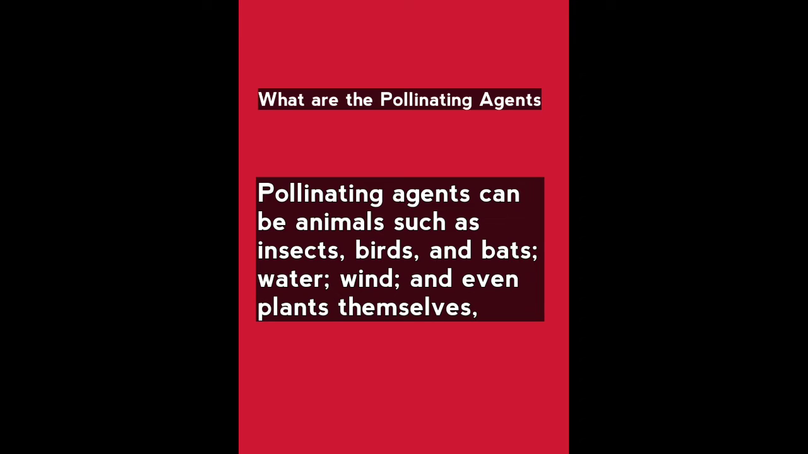Now you see the question, what are the pollinating agents? The pollinating agents can be animals such as insects, birds and bats, water, wind and even plants themselves. And these are the agents that help in pollination.